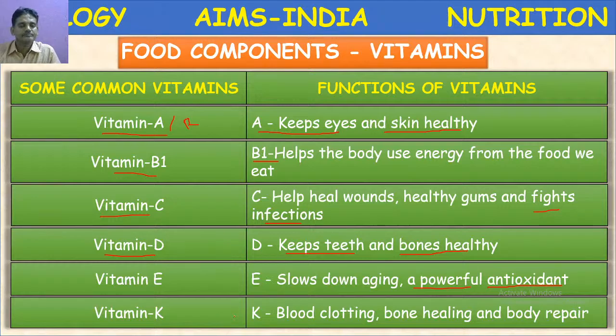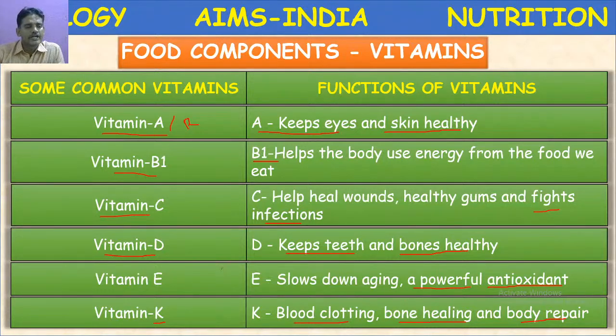Next, vitamin K. Vitamin K helps in clotting of blood, bone healing and body repairs. Actually, this is a particular vitamin which is not present in all food items. It is present in cow's milk, and this vitamin is a very important factor in the clotting of blood. That's why vitamin K is also called anti-hemorrhage vitamin.